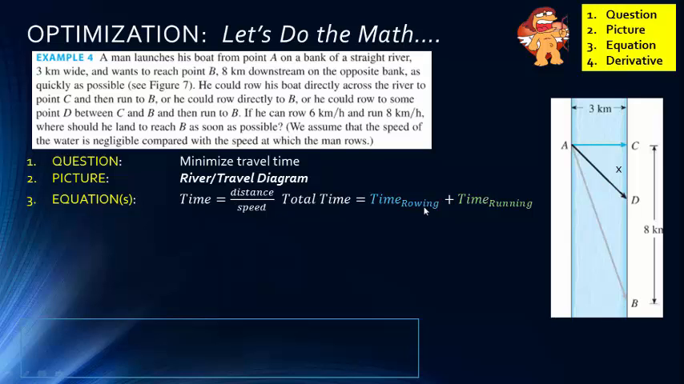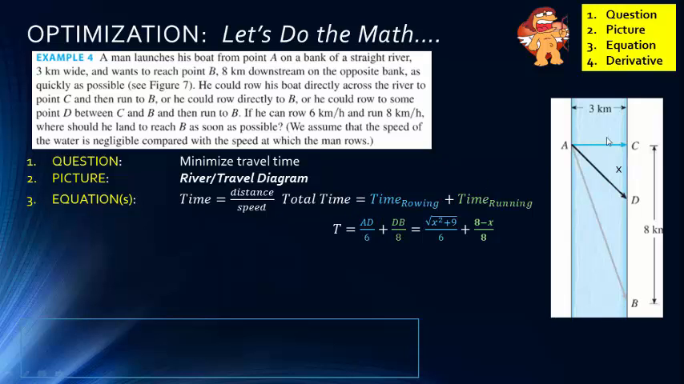So the distance rowing, and we're going to do this point D. We can figure out the endpoints pretty simply, but let's do the formula for this point D. So notice here I've made this value from C to D, x. So if C to D is x, then from D to B would be 8 minus x.